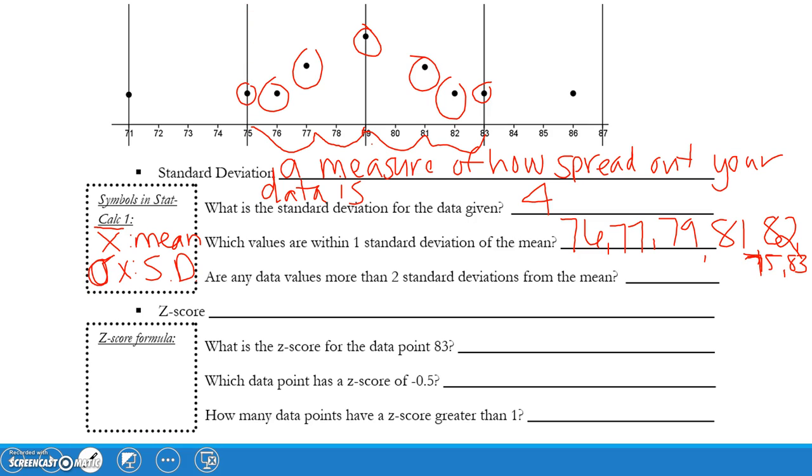So again, these 2 lines are within 1 standard deviation away, and then these 2 lines are 2 standard deviations away. So there are no data points greater than 2 on either side. So no, there are none.